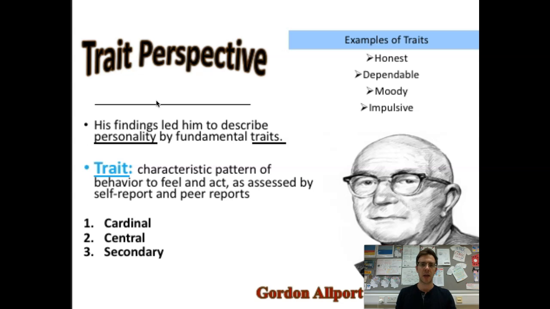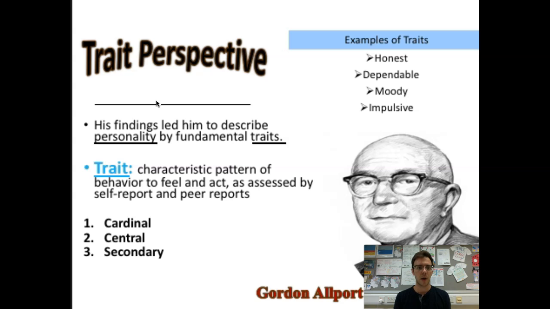So looking at the trait perspective, this is also a response to the psychodynamic theorists, right? We're trying to now get a better description of what is measurable, what can we describe, what is objective, what is more empirical, right? And so you have the trait perspective. And Gordon Allport is one of the key founders of this perspective, in the sense that he's the one who defined what a trait is. So he defined it this way: a characteristic pattern of behavior to feel and act as assessed by self-reports and then peer reports, right?